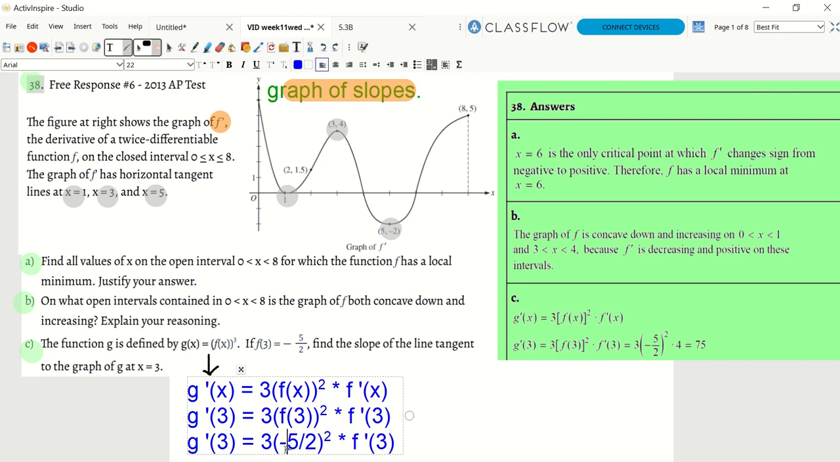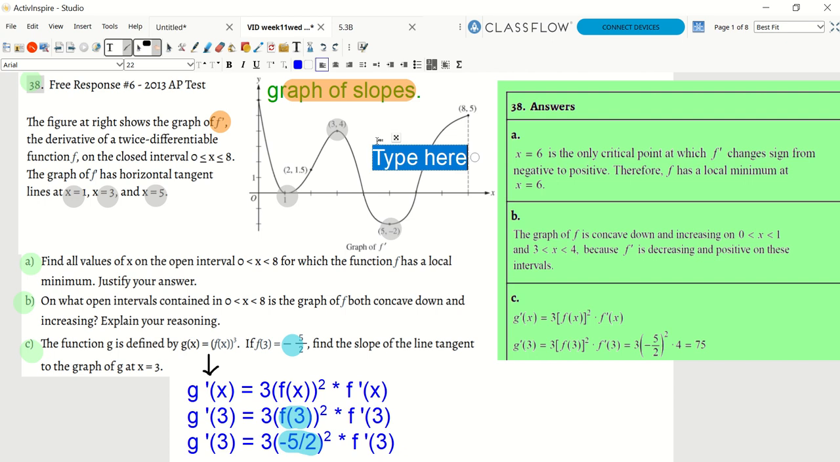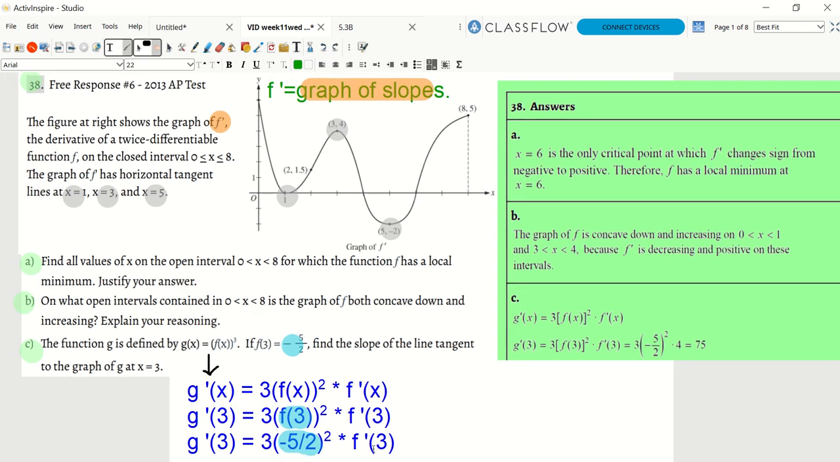F of 3 is negative 5 over 2, simply because of this. And f prime of 3, remember, this already is the graph of f prime. This is the graph of f prime of x, the graph of slopes. So f prime at 3, the graph of f prime says the y value is 4. So I'm going to replace this with 4.